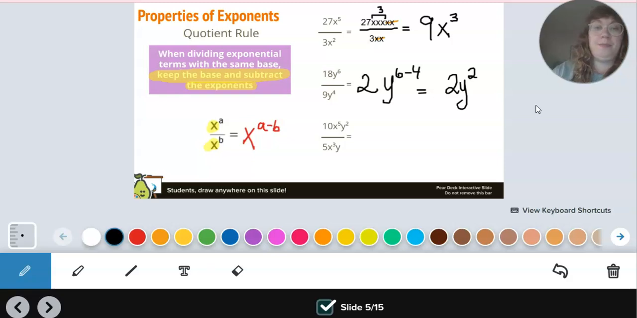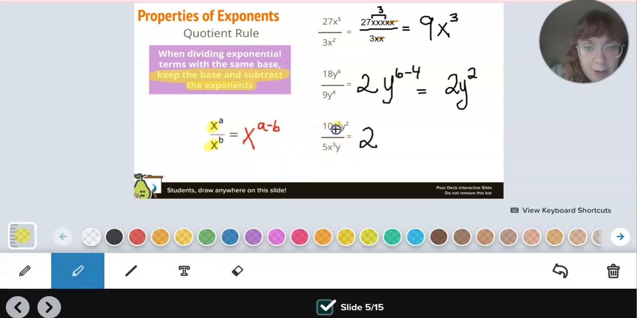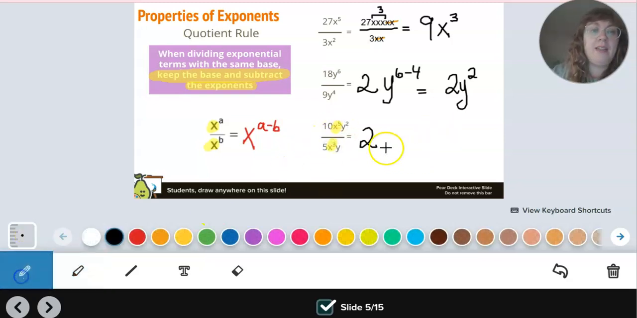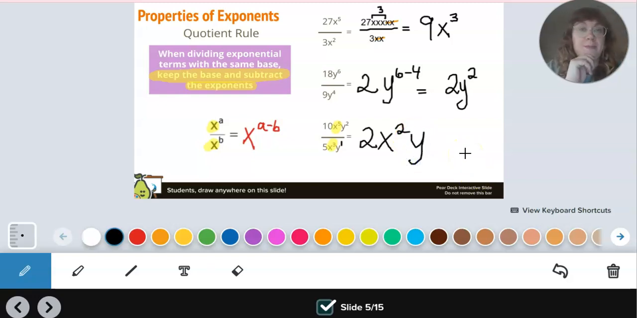Okay. 10 divided by 5 is 2. x to the 5th divided by x cubed, because again, first we want to focus on where we see the same base. 5 minus 3 gets us an x squared. y squared divided by a y, which is a y to the first, is just going to be a y. 2 minus 1 is 1. So when we multiply with the same base, we add the exponents. When we divide with the same base, we subtract the exponents.